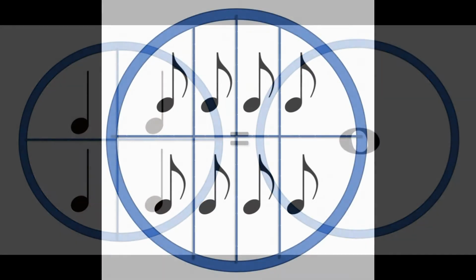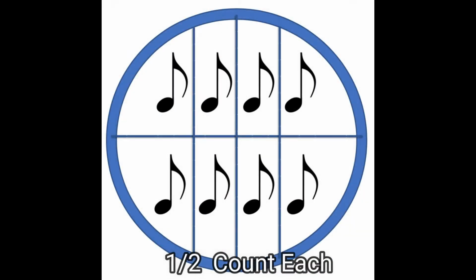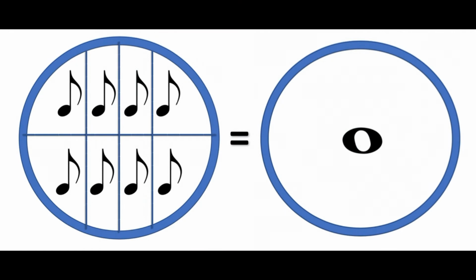If I add a flag to the quarter note, I suddenly have eighth notes, and they are fast. They can also be paired up with a beam instead of a flag. Either way, they're worth a half a count each, and it would take 8 eighth notes to equal 1 whole note, since they're each worth a half a count.